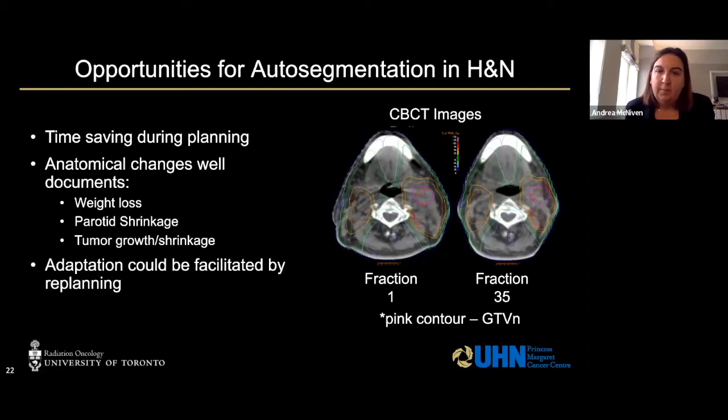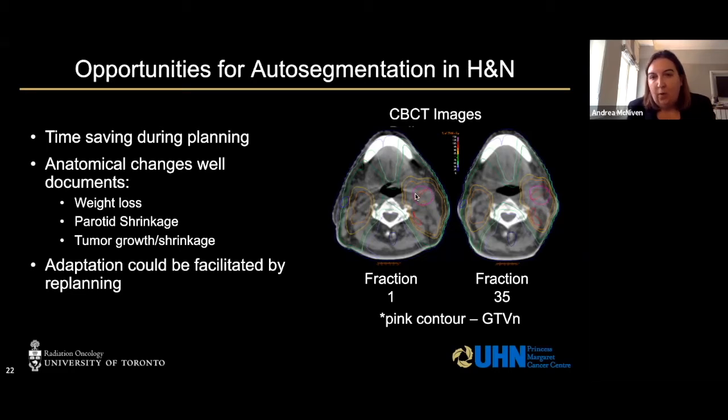So the ability to auto segment these images really has extensive time savings in that first generation of the plan. But we also have a lot of anatomical changes throughout that long course of treatment of 5 to 7 weeks. The patients can undergo weight loss or parotid shrinkage. Some of those are seen on the right here. We have a fraction 1 image on the left and fraction 35, at the very end of treatment, on the right. This is the same patient.